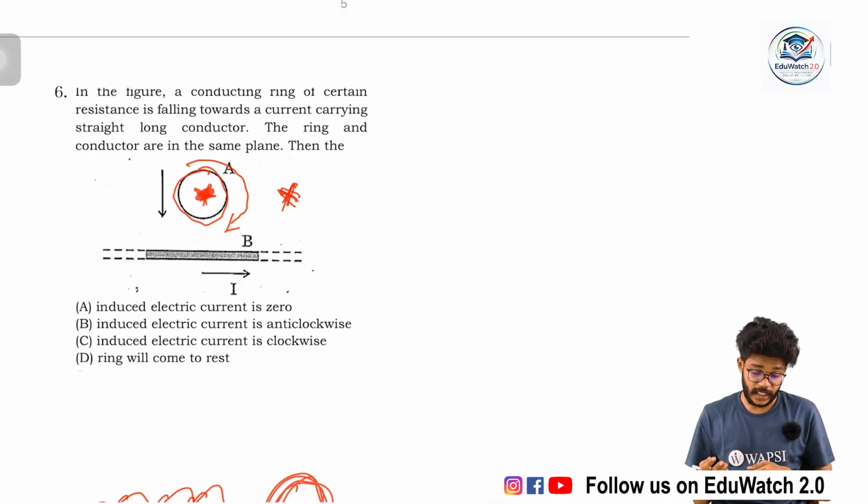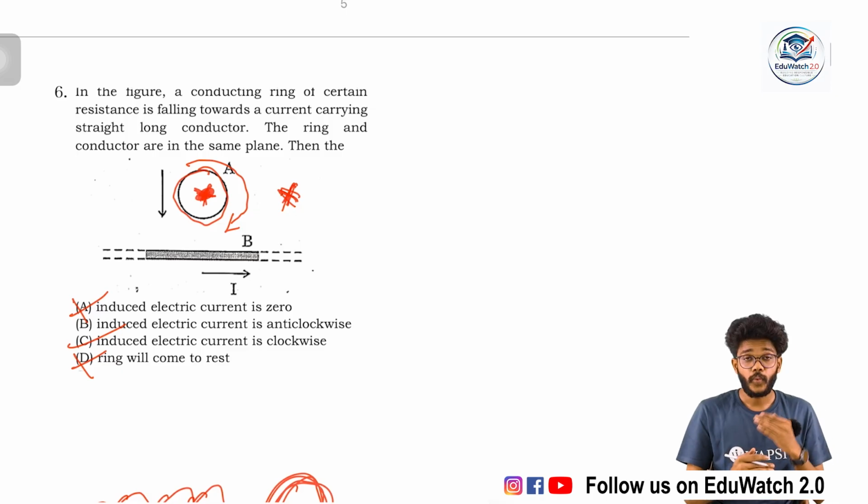Induced electric current is 0, that is wrong. Induced electric current is anti-clockwise. Induced electric current is clockwise. Ring will come to rest. So options 1 and 4 can be neglected by reading the options, and in option B and C it is anti-clockwise and it is clockwise. So which option is correct? Option C is clockwise. Okay, so why?